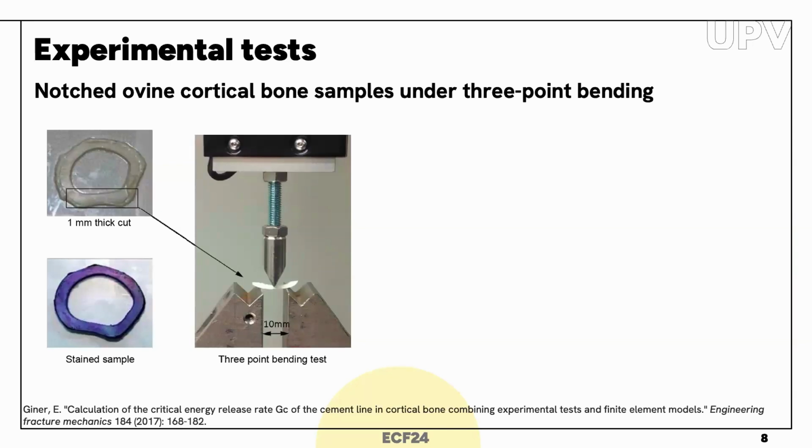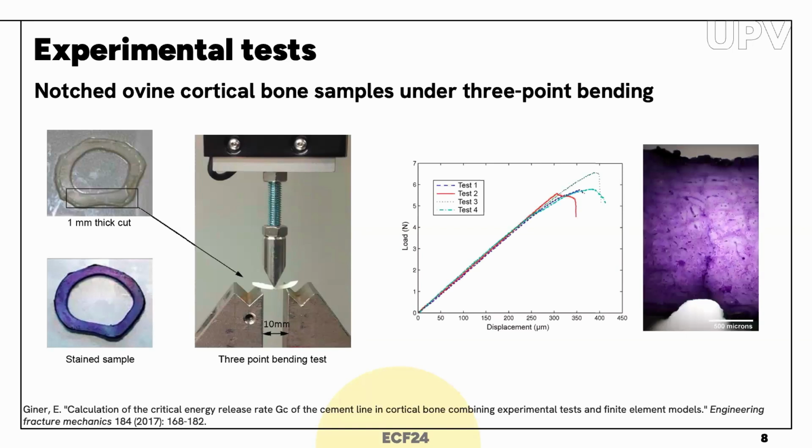First of all, we cut the diaphysis of the tibia, in tibias of approximately 1 millimeter thickness. Then we perform the test. We perform 4 tests, and we also produce a notch of around 0.5 millimeters in the samples.